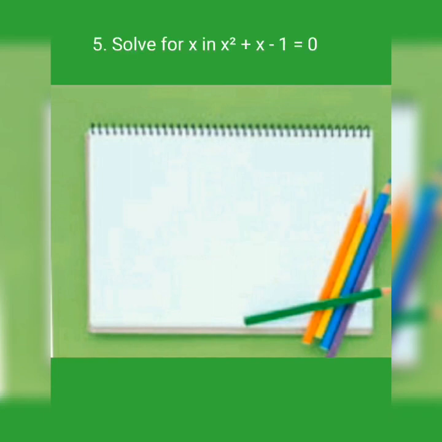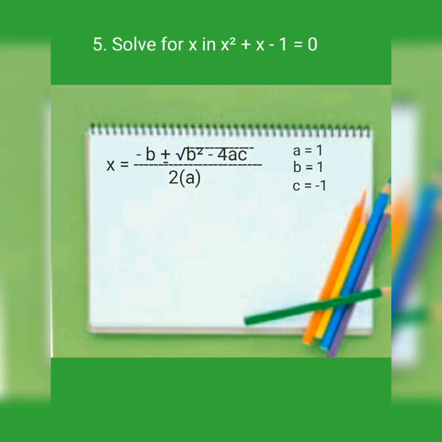Solve for x in x squared plus x minus 1 is equal to 0. To solve, let us use quadratic formula. x is equal to negative b plus or minus the square root of b squared minus 4ac all over 2a. On the given, x squared plus x minus 1 is equal to 0, a is equal to 1, b is equal to 1, and c is equal to negative 1.